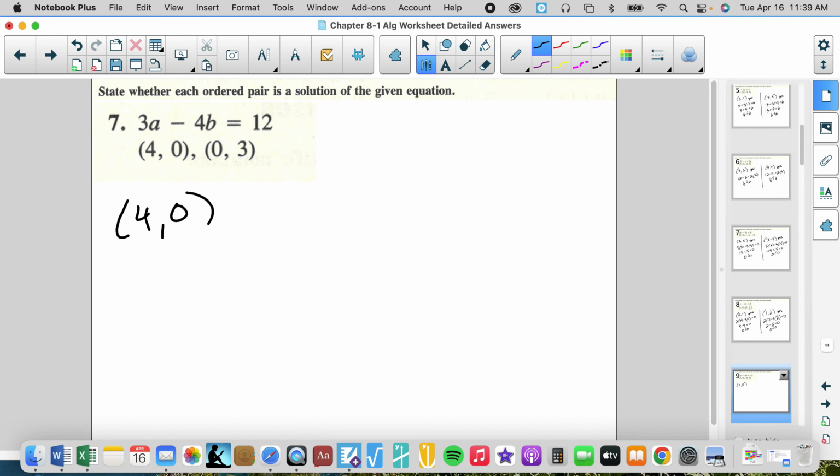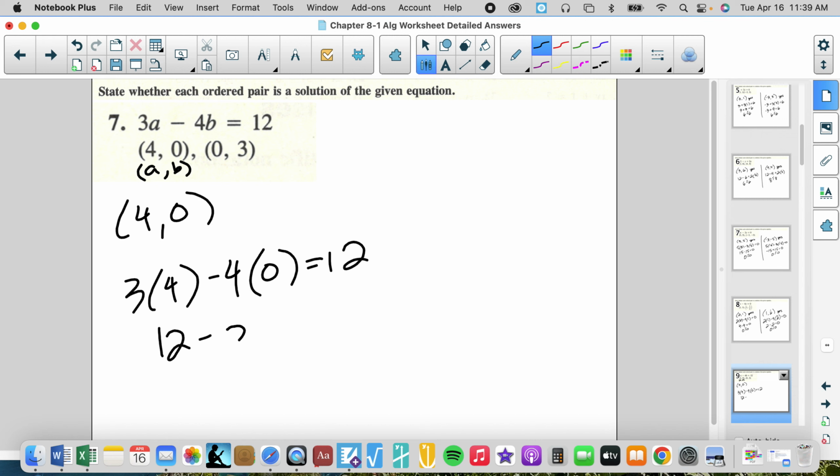Let's check the solution or the coordinate. For 4, 0, notice we are in A comma B. Since our two variables are A and B, A would be my first, so A is 4, minus 4 times my B value equals 12. 12 minus 0 equals 12. 12 equals 12. So yes.